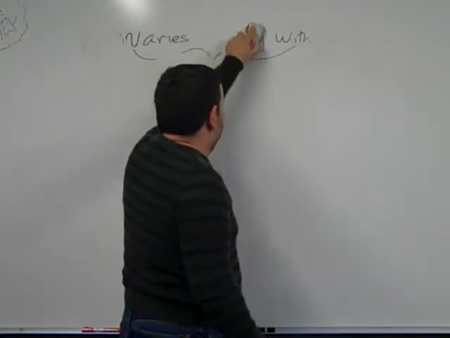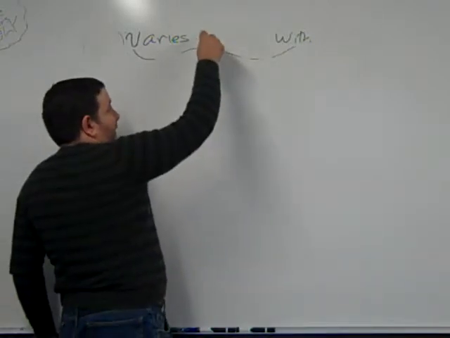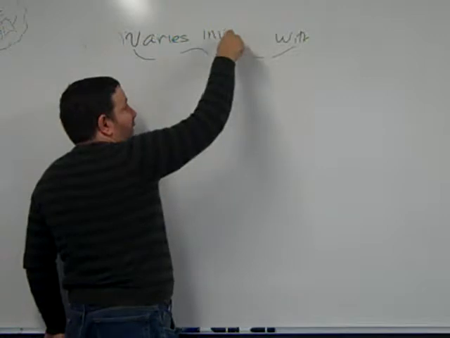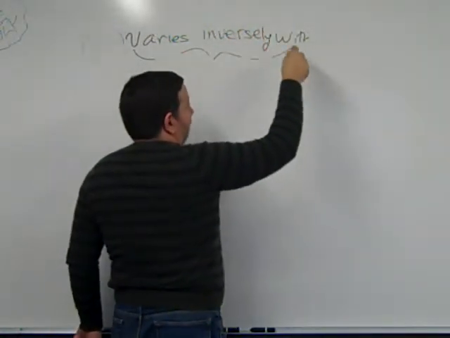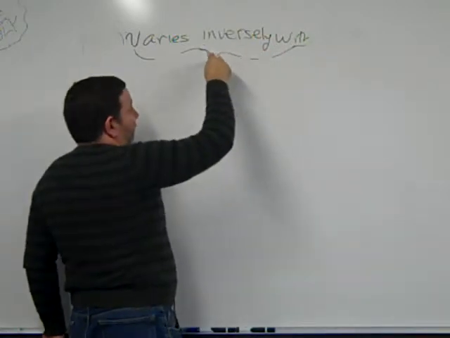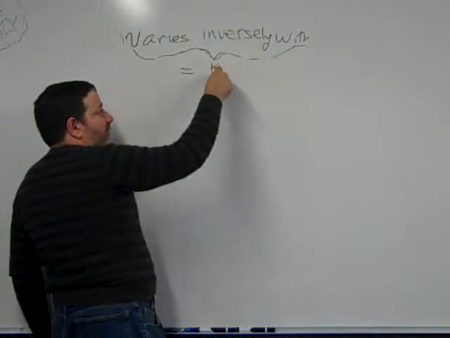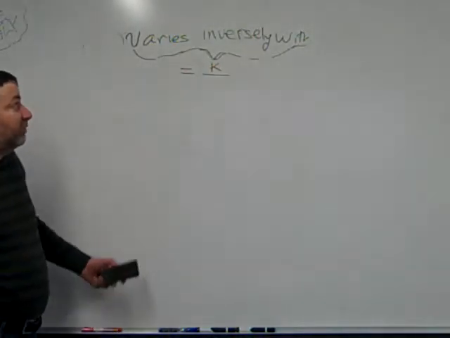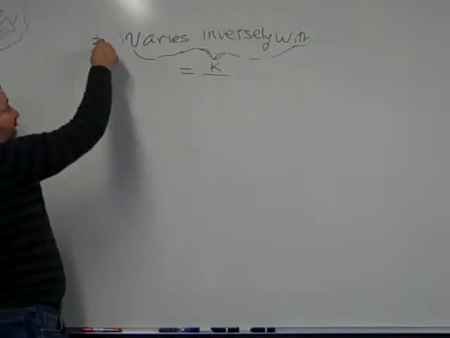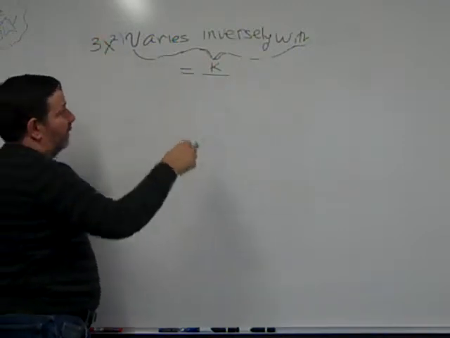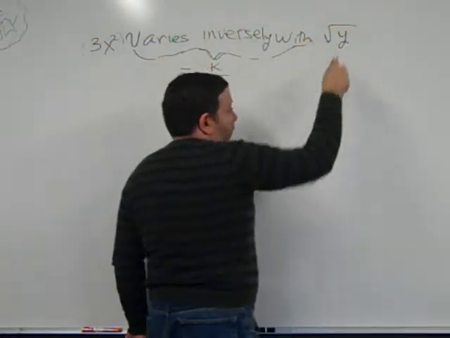Now, let's go over the other vocabulary words. It's not varies directly with, but it is now varies inversely with. Well, varies inversely with just means equals k over. That's what it means, equals k over. So, if you have 3x squared varies inversely with the square root of y.